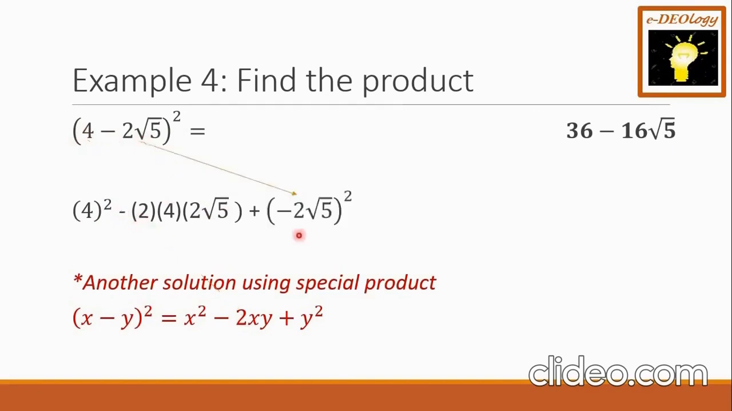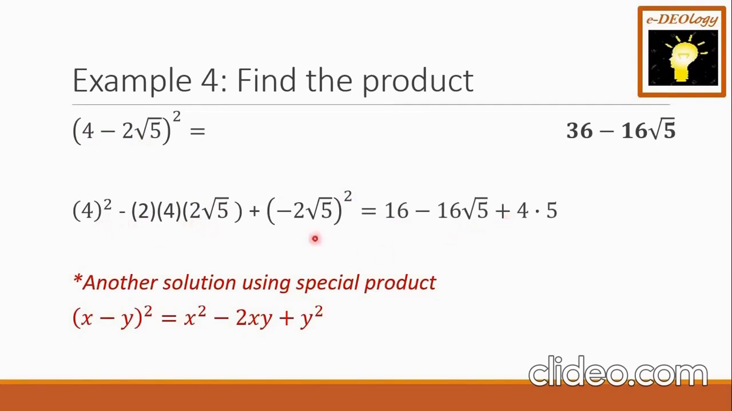And the third blank is for this term negative 2 square root of 5, and we will put the power 2. So we were able to place all the necessary values. So we will now simplify. The 4 square becomes 16, and then minus the product of these three terms, 2 times 4 times 2 square root of 5, we will get the 16 square root of 5.